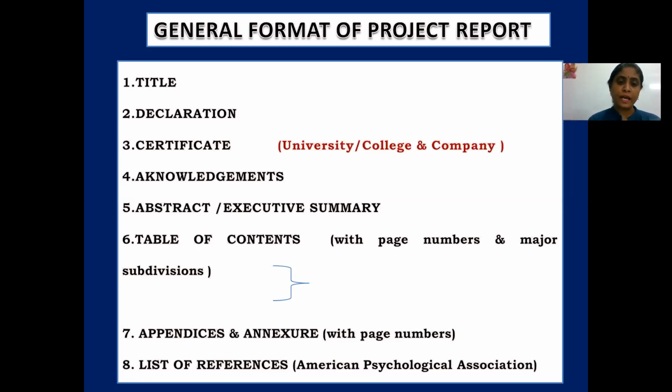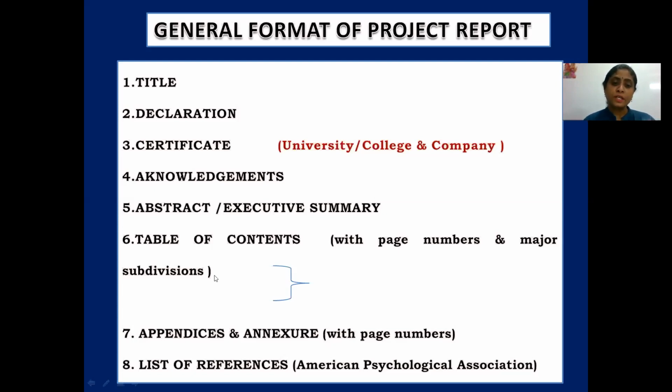Next one is the abstract or executive summary. Abstract or executive summary is a short note on your project report. That means you have to give a crisp overall theme about your project report, not exceeding 400 to 600 words.